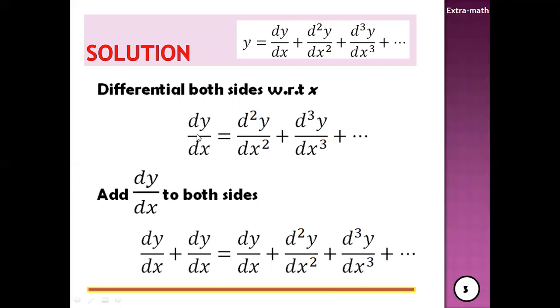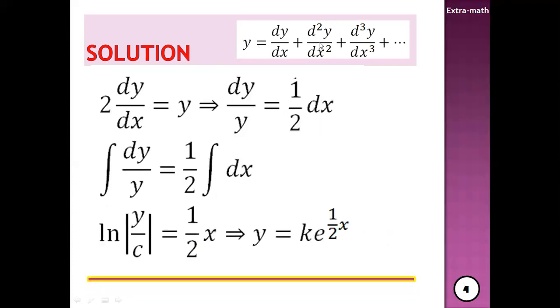Then we add dy over dx to both sides of this differential equation to get dy over dx plus dy over dx equals this term plus dy over dx. So we have here twice dy over dx. So 2 dy over dx equals this term, which is equal to y. So the differential equation becomes 2 dy over dx equals y.